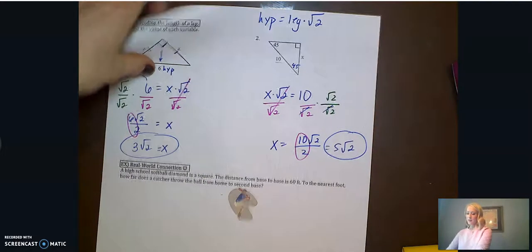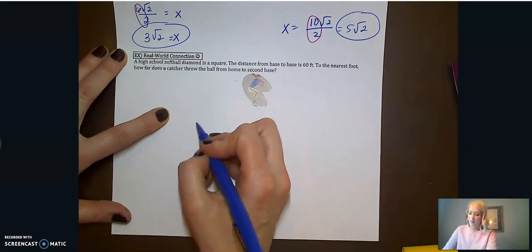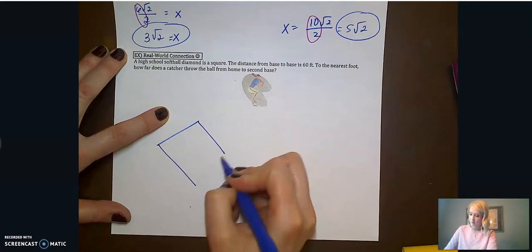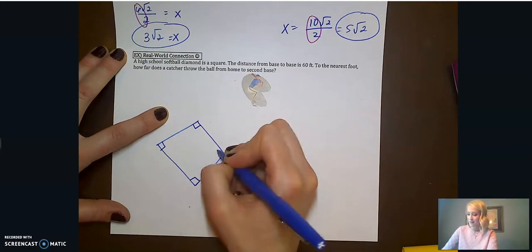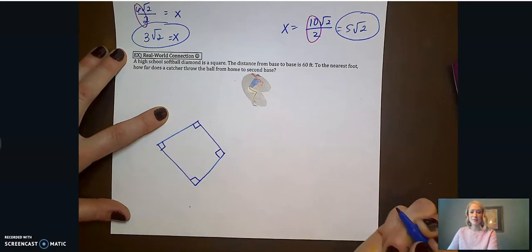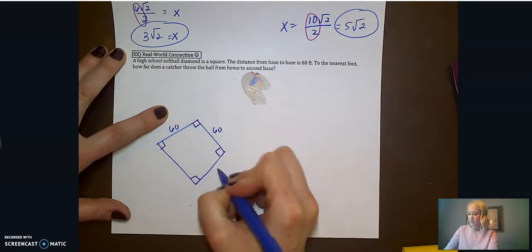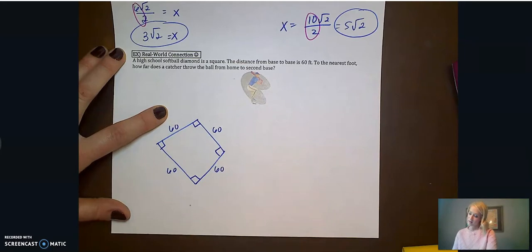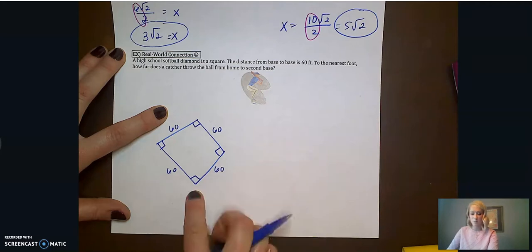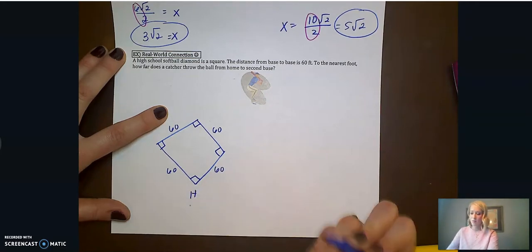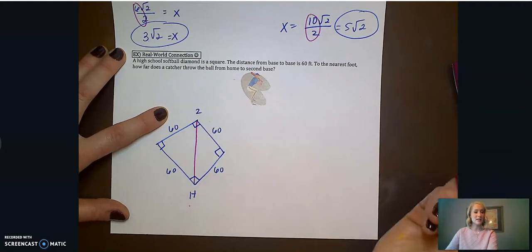All right, on the bottom, last one, real world connection. We love these. High school softball diamond is a square. Not pretty. What do I know about a square? I know that all of these are right angles. I've drawn better squares in my life, huh? The distance from base to base. This applies to me. I played softball. Base to base is 60 feet. To the nearest foot, how far does the catcher, so this is home down here, if you're not sure. This is home. This is second. How far does the catcher throw the ball from home to second?